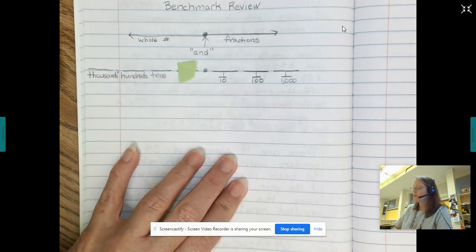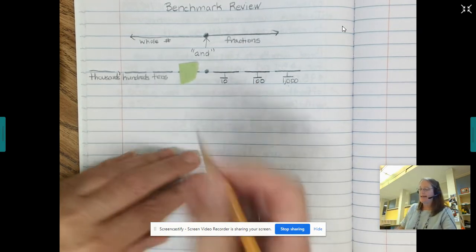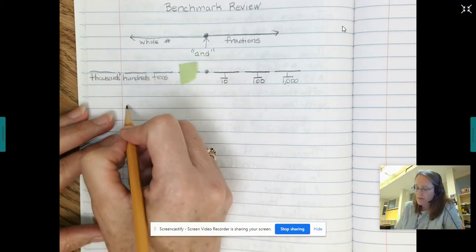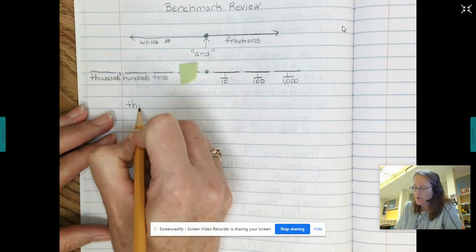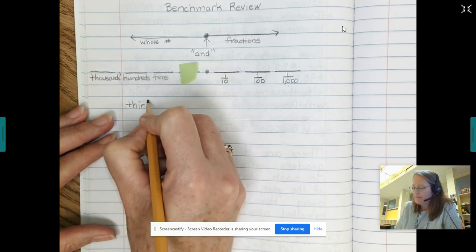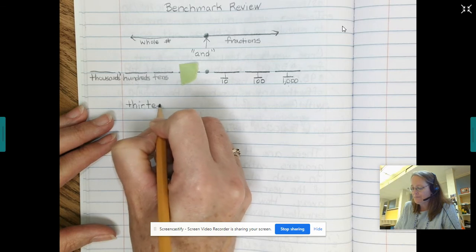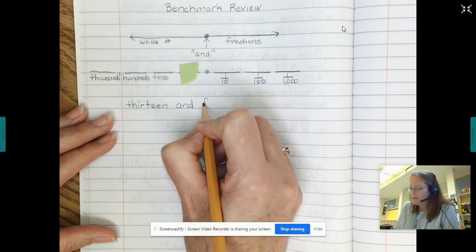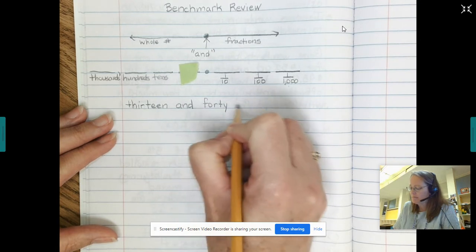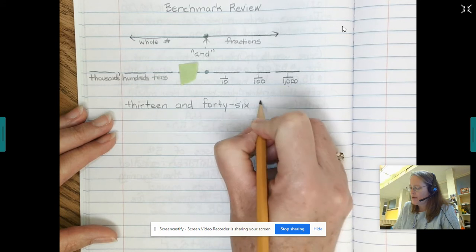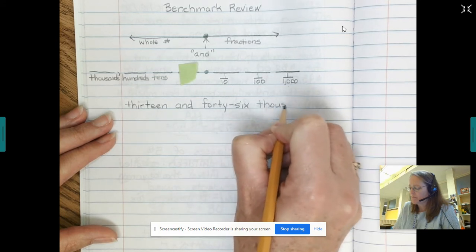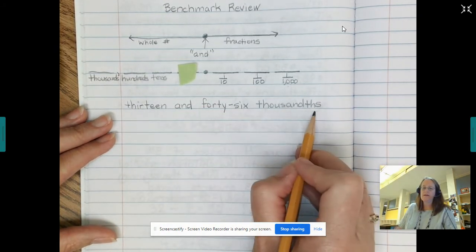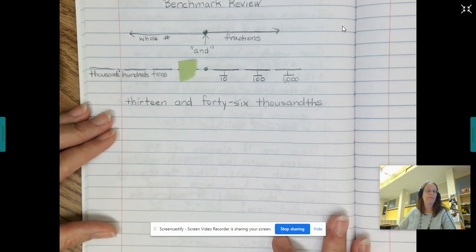Okay, so I'm going to write the number 13 and 46 thousandths. Word form, it looks like this. I'm going to write exactly what I say. 13 and 46 thousandths. And there is my number in word form.